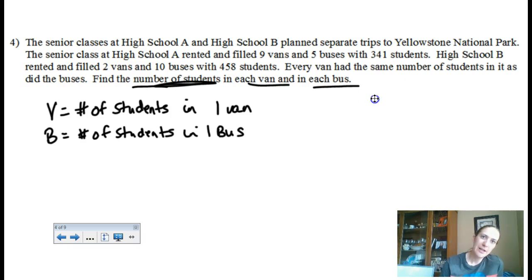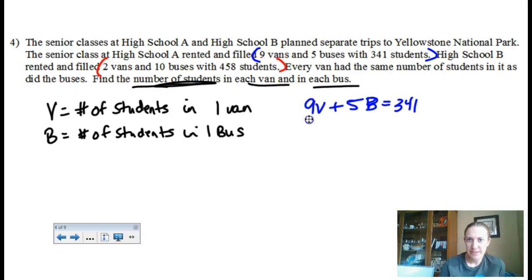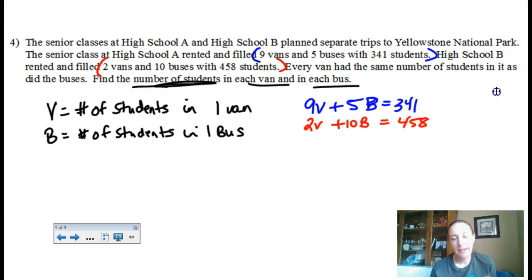All right, so when I write my linear system, each linear equation is going to have both variables in it. And I think the schools themselves are the equations. So if I look at high school A, 9 vans, 5 buses, 341 students. So 9 vans plus 5 buses equals 341 total. And then high school B was 2 vans and 10 buses for 458. Good. Again, you're going to be asked to solve this through elimination more than likely, but I'm just too tired and too sore.